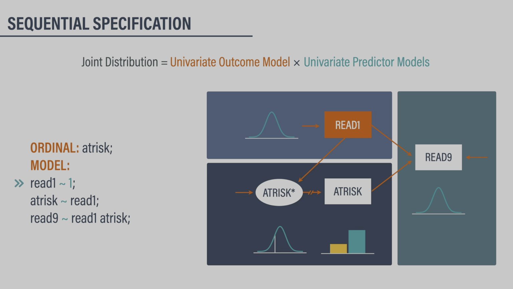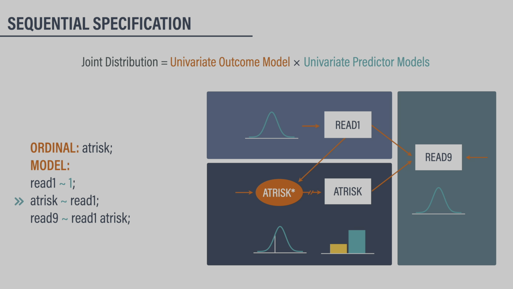The second regression on the model line features read1 predicting the at-risk indicator. Because the variable to the left of the tilde is categorical, this model is a probit regression with the latent variable as the outcome. As before, the broken arrow represents a nonlinear link function that maps the latent variable to the binary dummy code, which appears as a rectangle in the diagram.